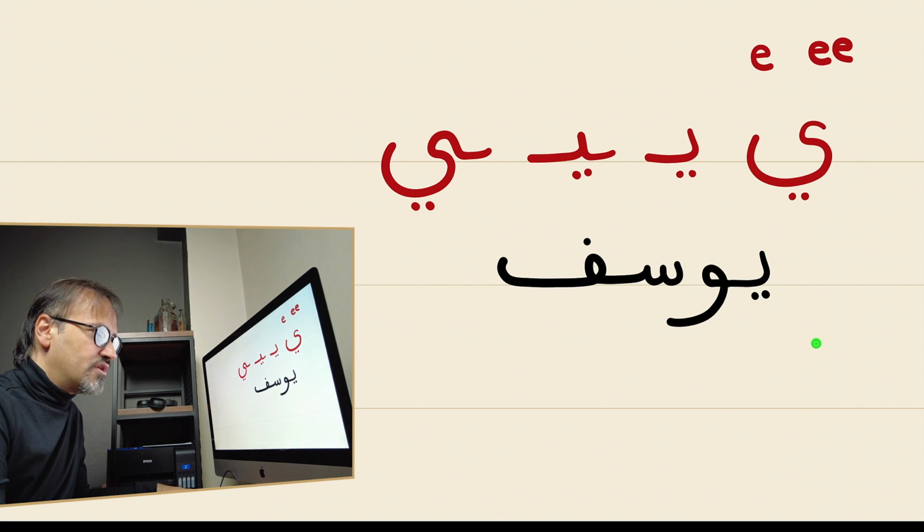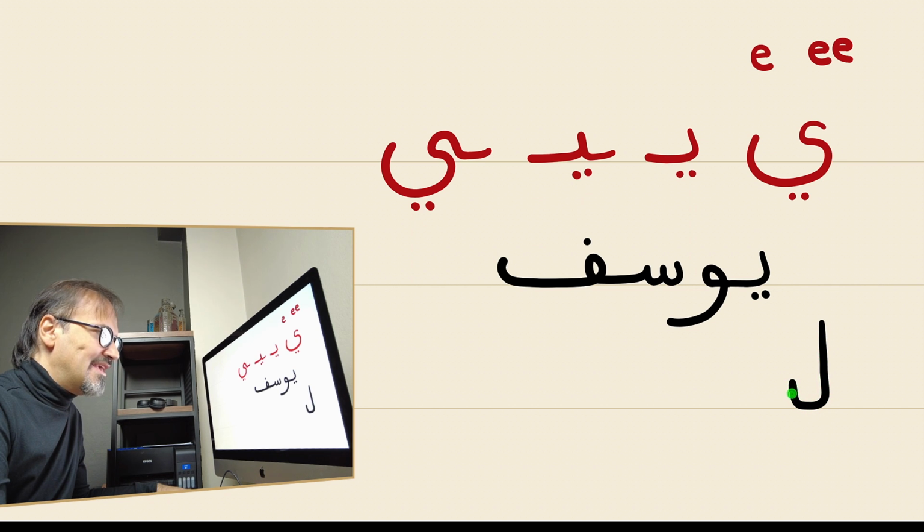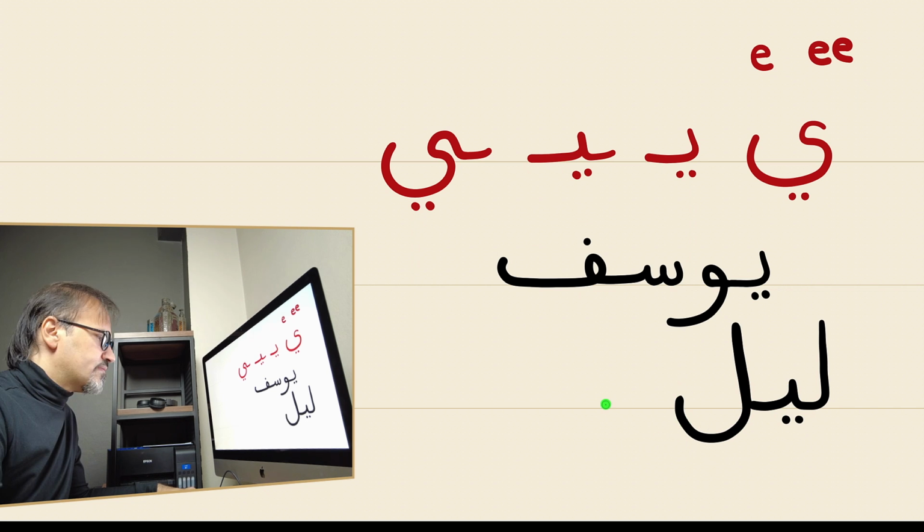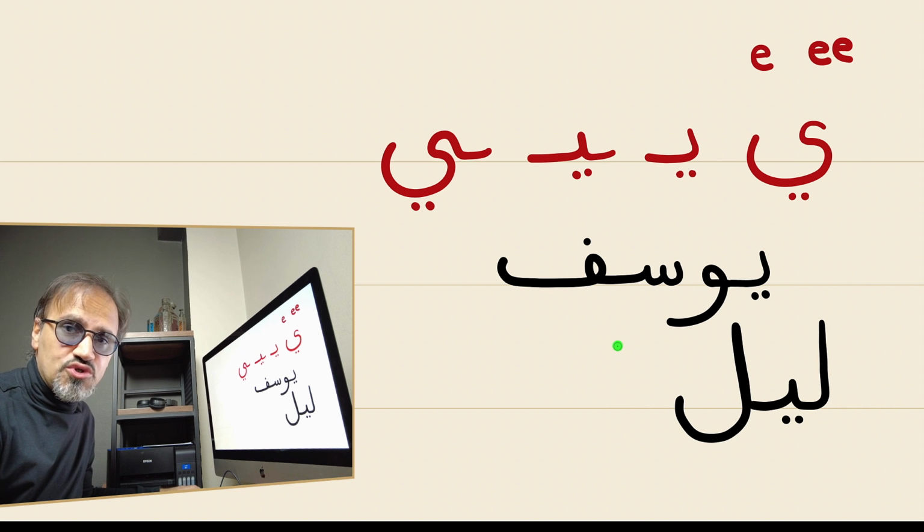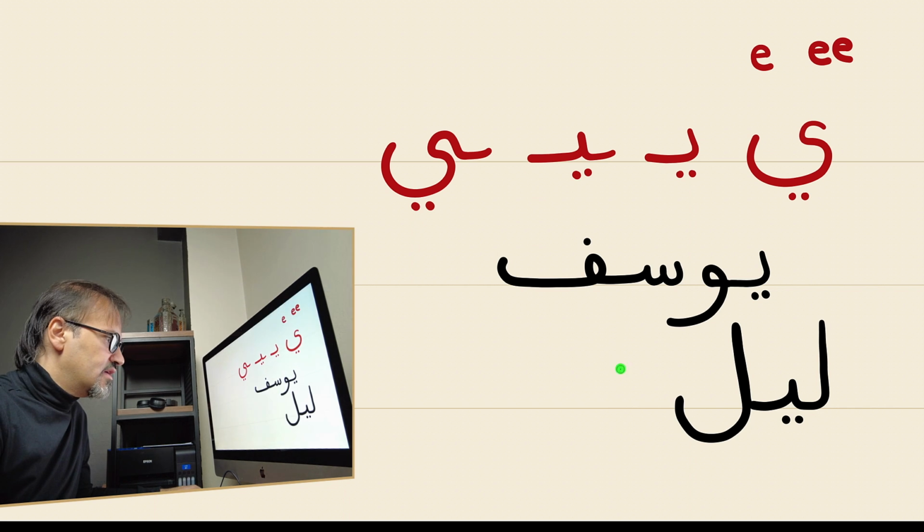And then we have the word for night, which is layl. Remember, we just took that letter le. This is how you write night. Le at the beginning, and then lay, 2 dots. Layl. Okay.